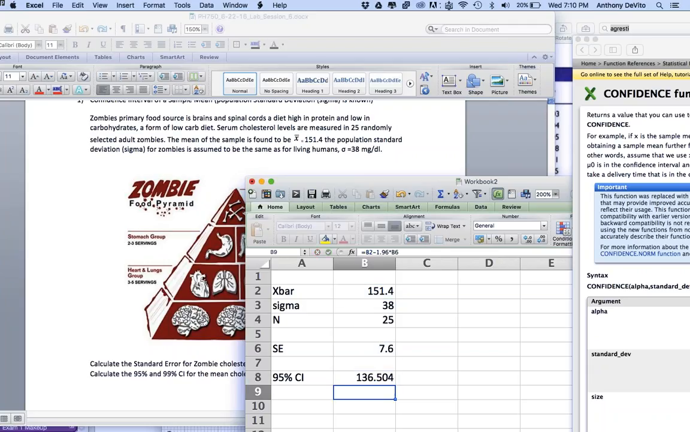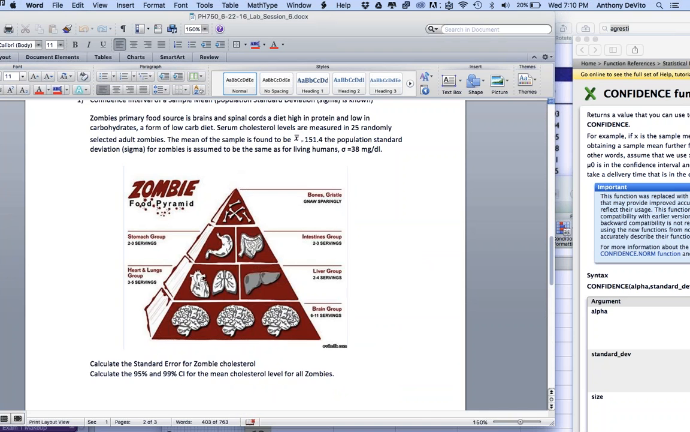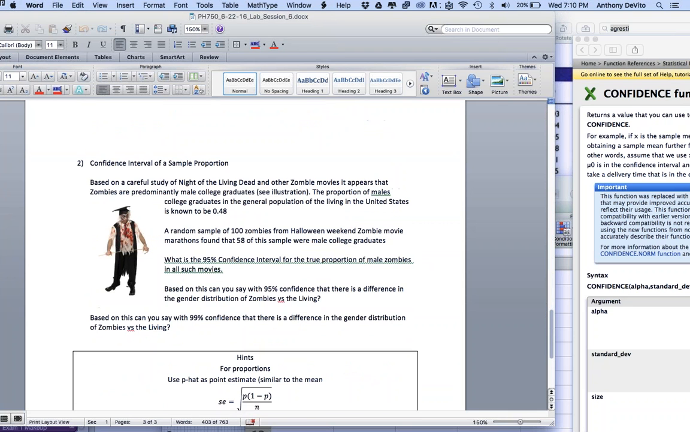which is 151. That's 136 equals 151.4 plus 1.96 times our standard error. So our 95% confidence interval for the true serum cholesterol level for the entire population of zombies is 136 to 166. We're 95% sure that that's what the confidence interval is. Okay, so let's look at the next one.